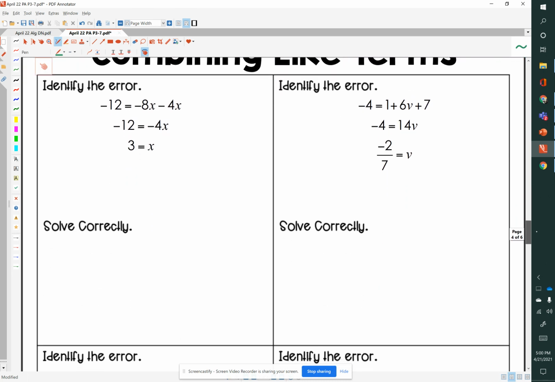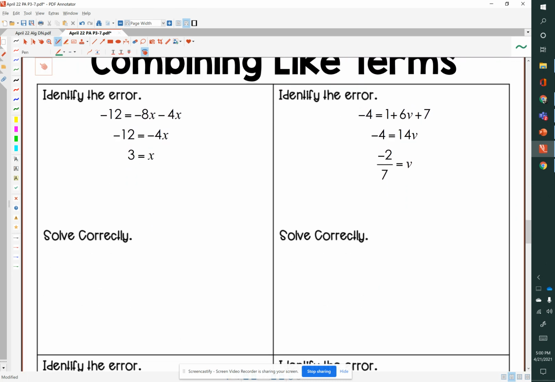I love the error analysis. Let's see if we can figure out what the error is in these problems. So we have negative 12 equals negative 8x minus 4x. So when we combine negative 8x and negative 4x, that should equal negative 12x. And look what they put. So that is wrong. They subtracted their integers incorrectly. They combined the like terms incorrectly. So let's do this correctly. We have negative 12 equals negative 8x minus 4x.